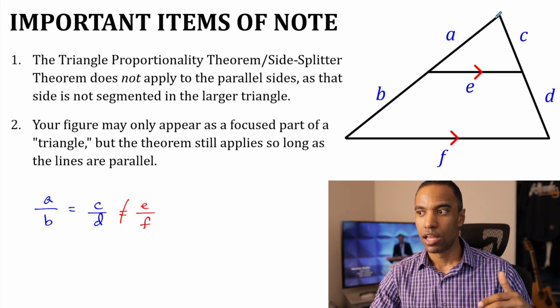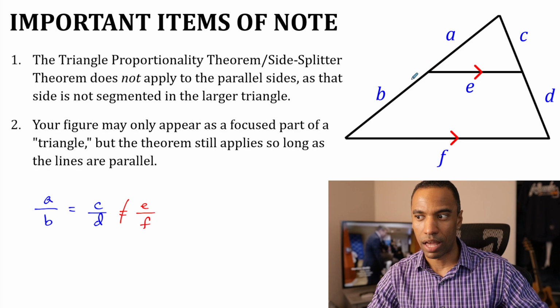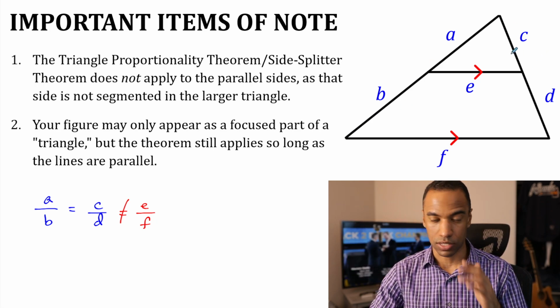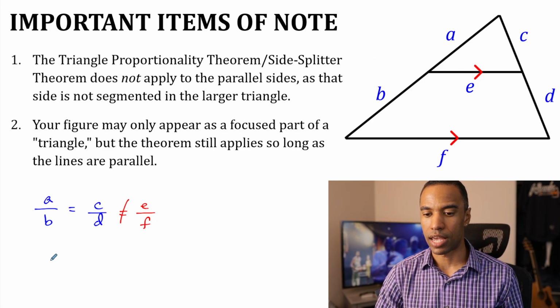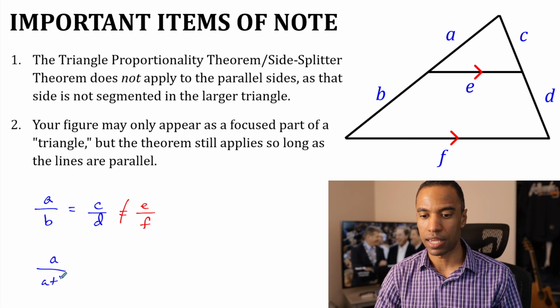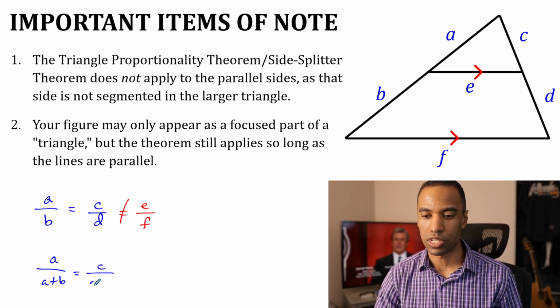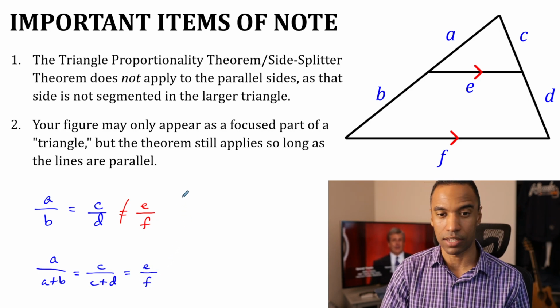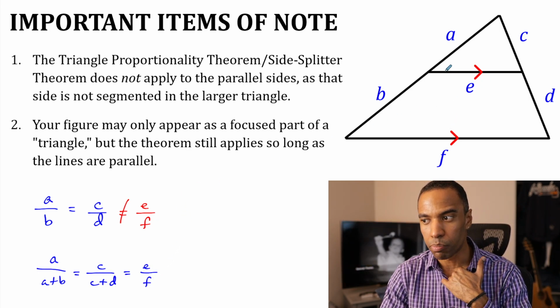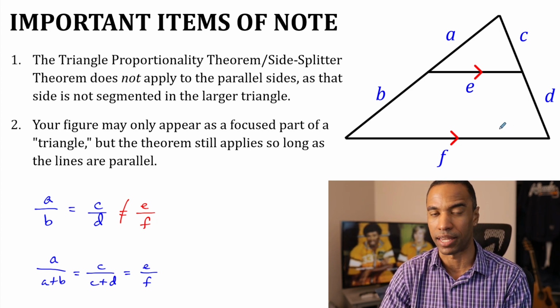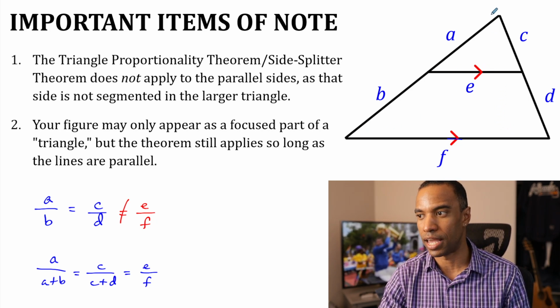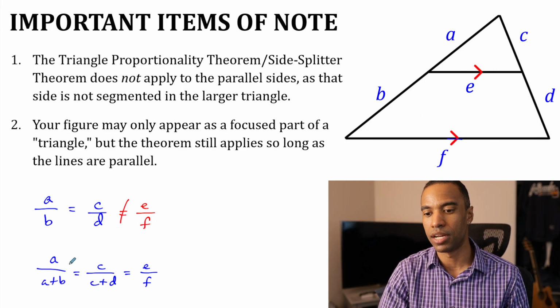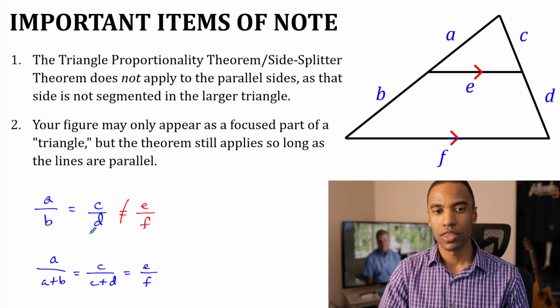I can say left side of small triangle to left side of whole triangle and things like that. So I could say A over A plus B equals C over C plus D equals E over F, not E plus F, because E and F were never split. These sides were never split. This is whole side, whole side, whole side, whole side, whole side, whole side. So this is true, this is not.